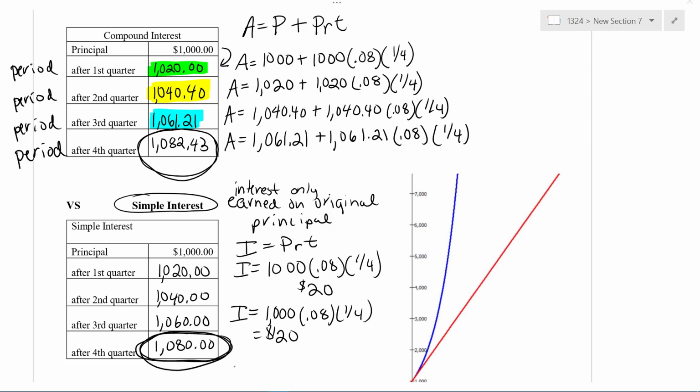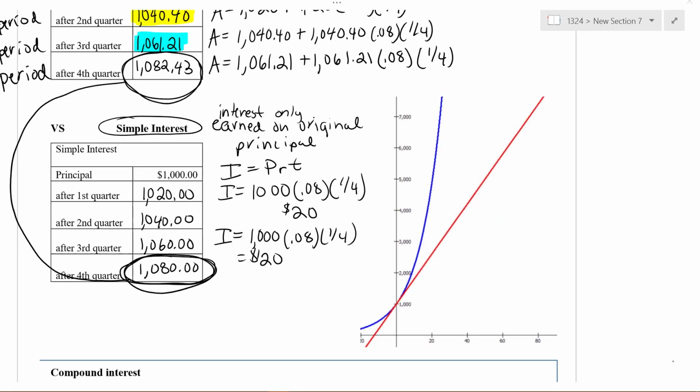At the end of the fourth quarter, we have $1,080 sitting in the bank if we only apply simple interest. When we compare the end amount for compound interest and for simple interest, the amount for compound interest is going to be larger because you get to reinvest and earn interest on the previous interest. It may not seem like a lot right now, it's only about $2.43, but we're only talking about 1 year. Over time, the difference would be more and more.